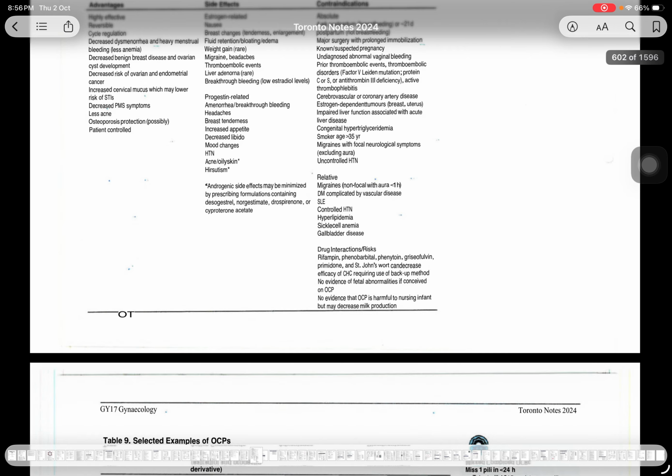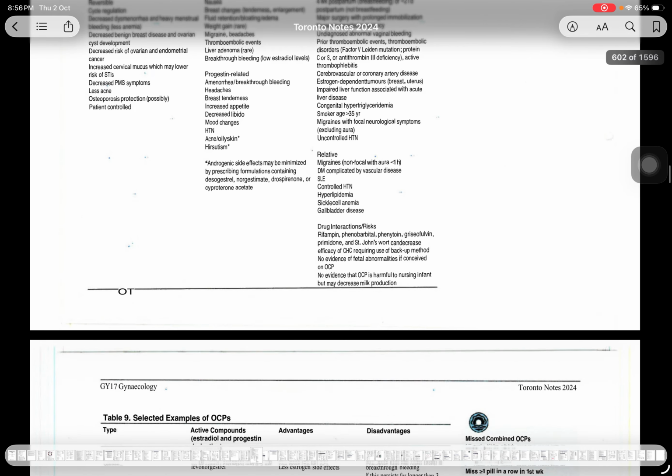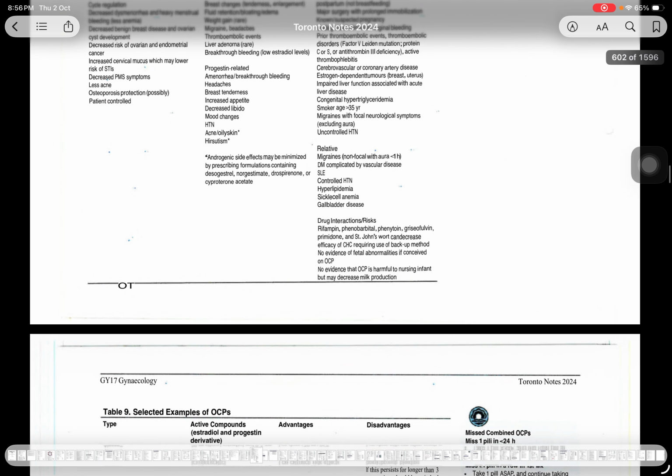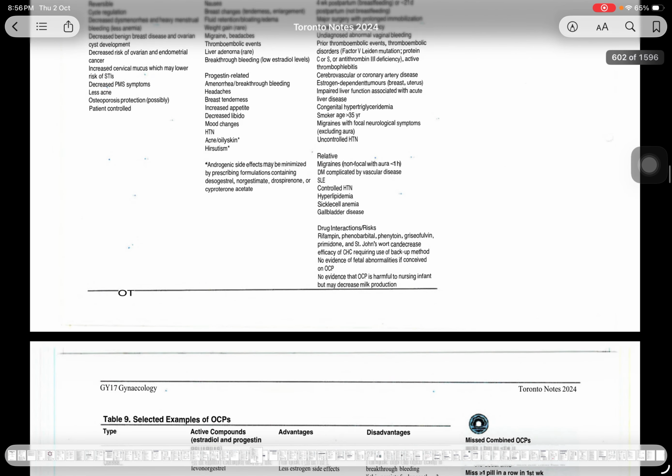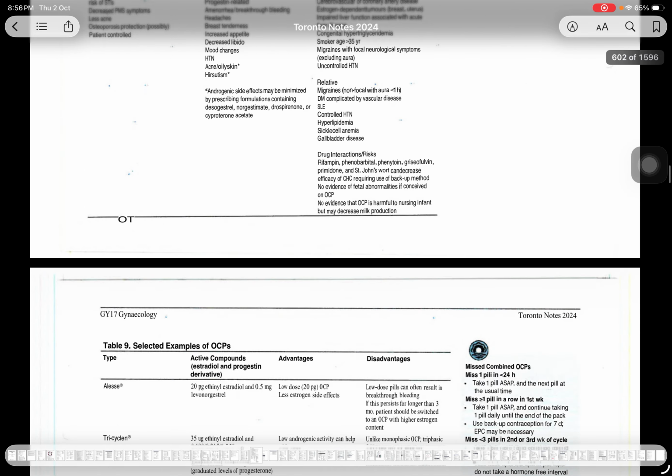Diabetes is a relative contraindication. SLE, controlled blood pressure. Uncontrolled is an absolute contraindication, but controlled hypertension is a relative contraindication. Hyperlipidemia. There was a hyperlipidemia up there, which was triglyceridemia, which is congenital, so contraindicated absolutely. But relative is hyperlipidemia, sickle cell anemia, gallbladder disease.